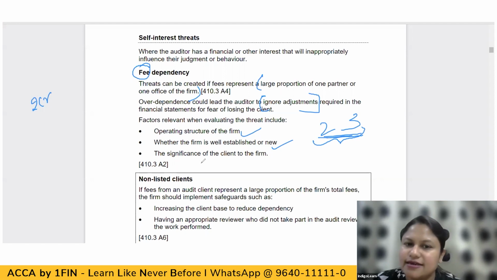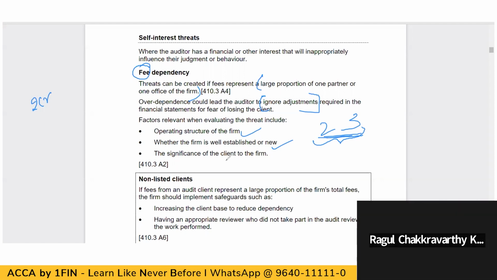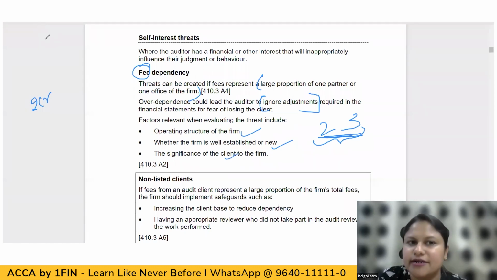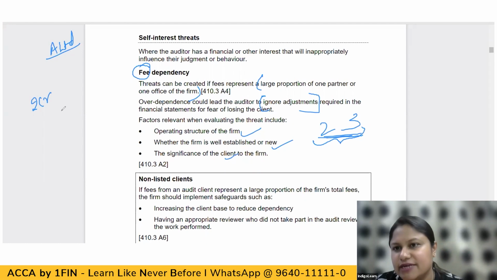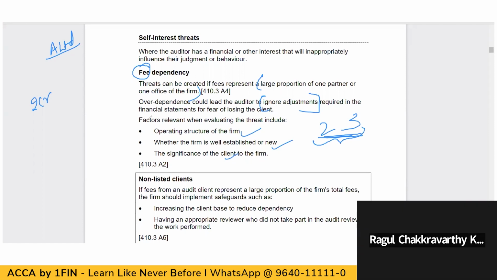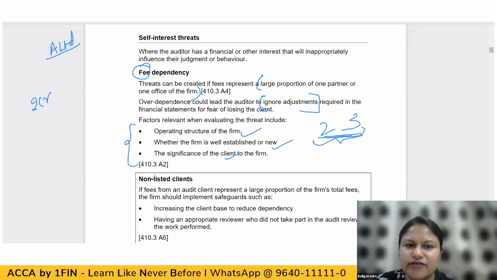Got it? Then the significance of the client to the firm. Just now I gave the example of A Limited. A Limited was really significant to the firm of ACCA that we discussed, because 20% of the revenue was contributed by them. So you are going to see the entire structure of what all things will tell you that yes, there could be a fee dependency.